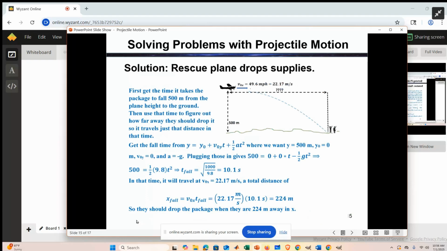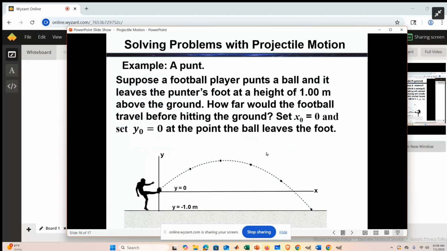Just for your reference, you can look at this at your leisure. I've walked through how this particular problem is solved. It might help you a little bit to get the feeling for how it worked. The other kind of problem, and this is an example of how you can get a wrinkle: everybody knows about football, so we're going to say somebody kicks a punt, and when they kick the punt, their foot is 1 meter high, and the ball follows a path, and we want to know, where does it hit the ground?